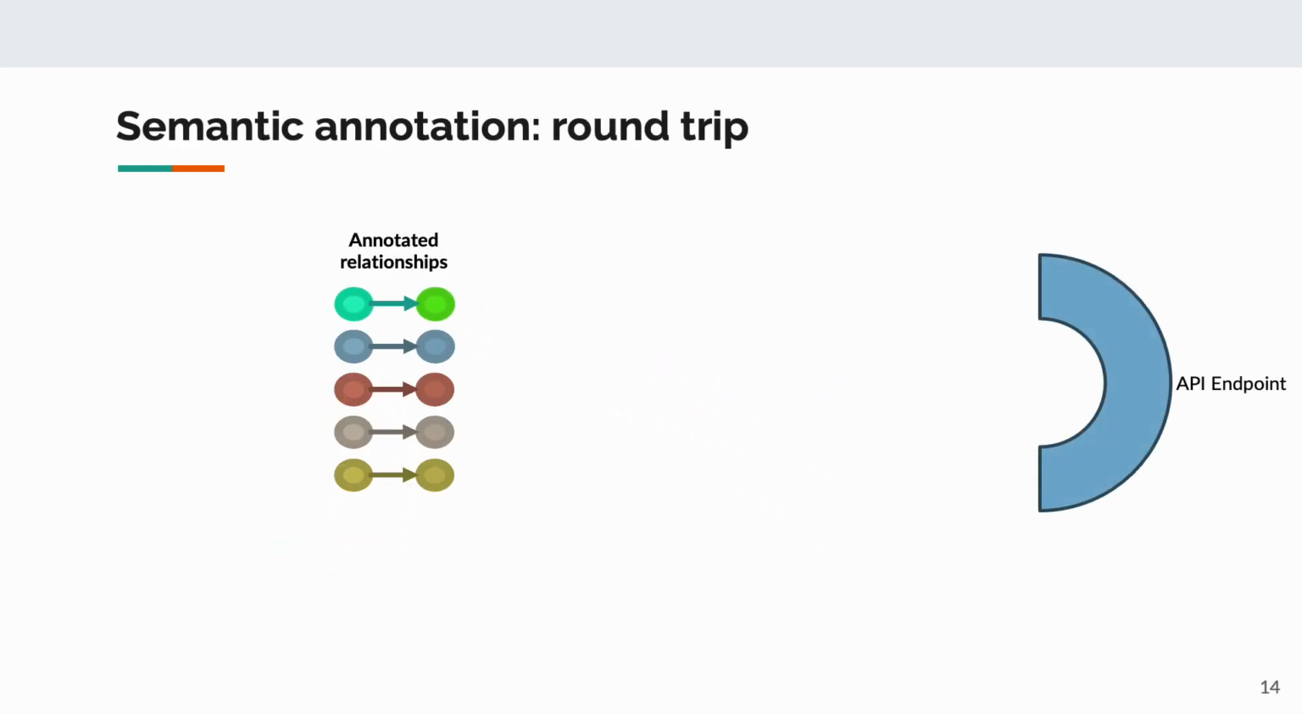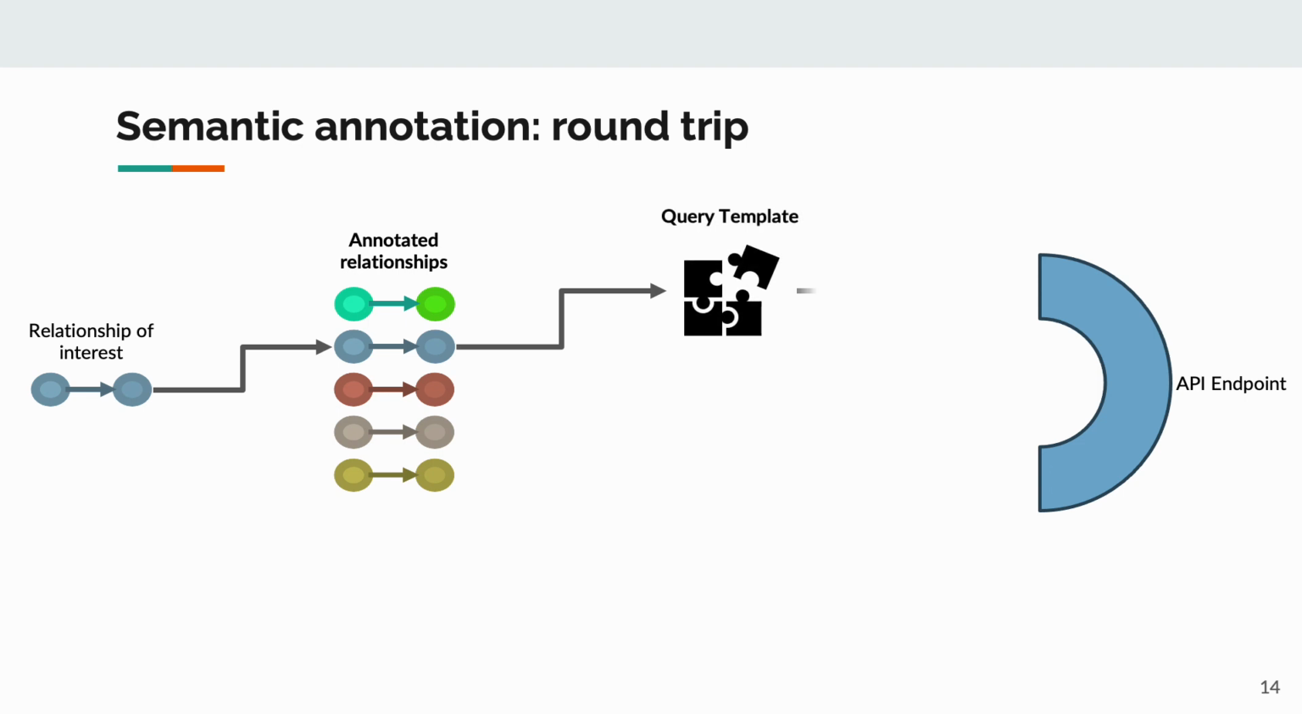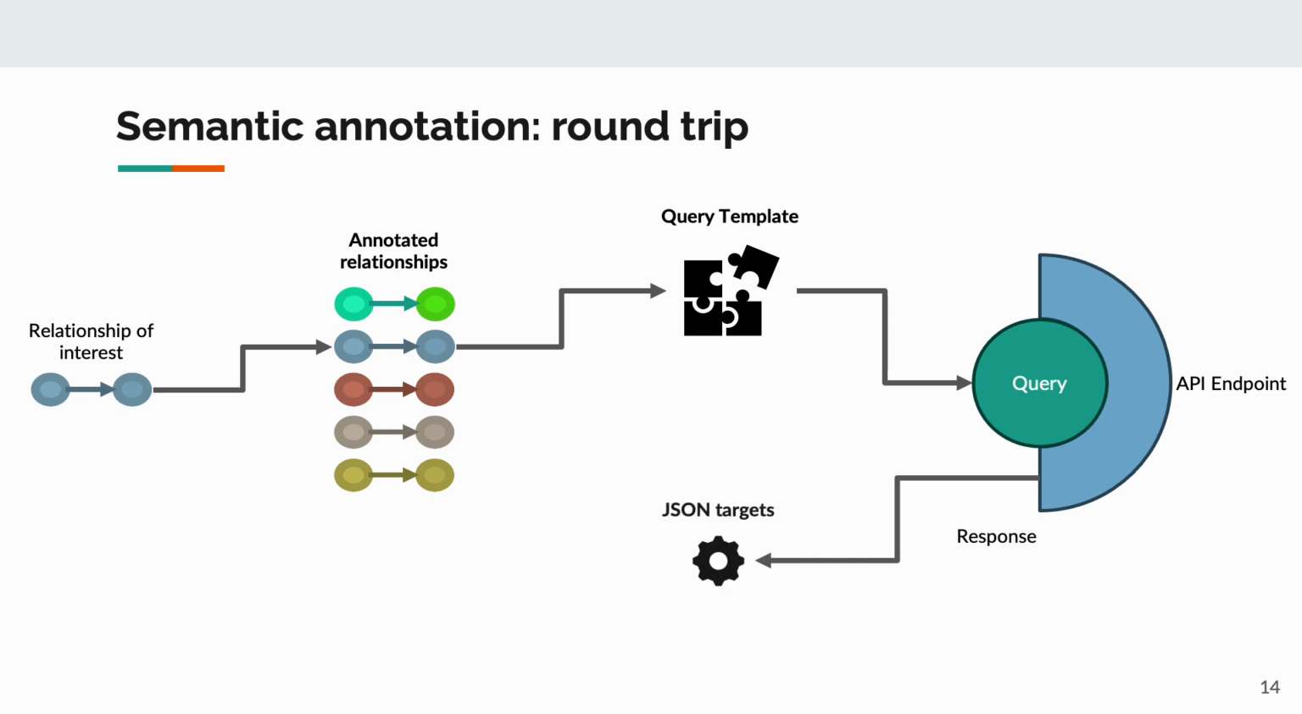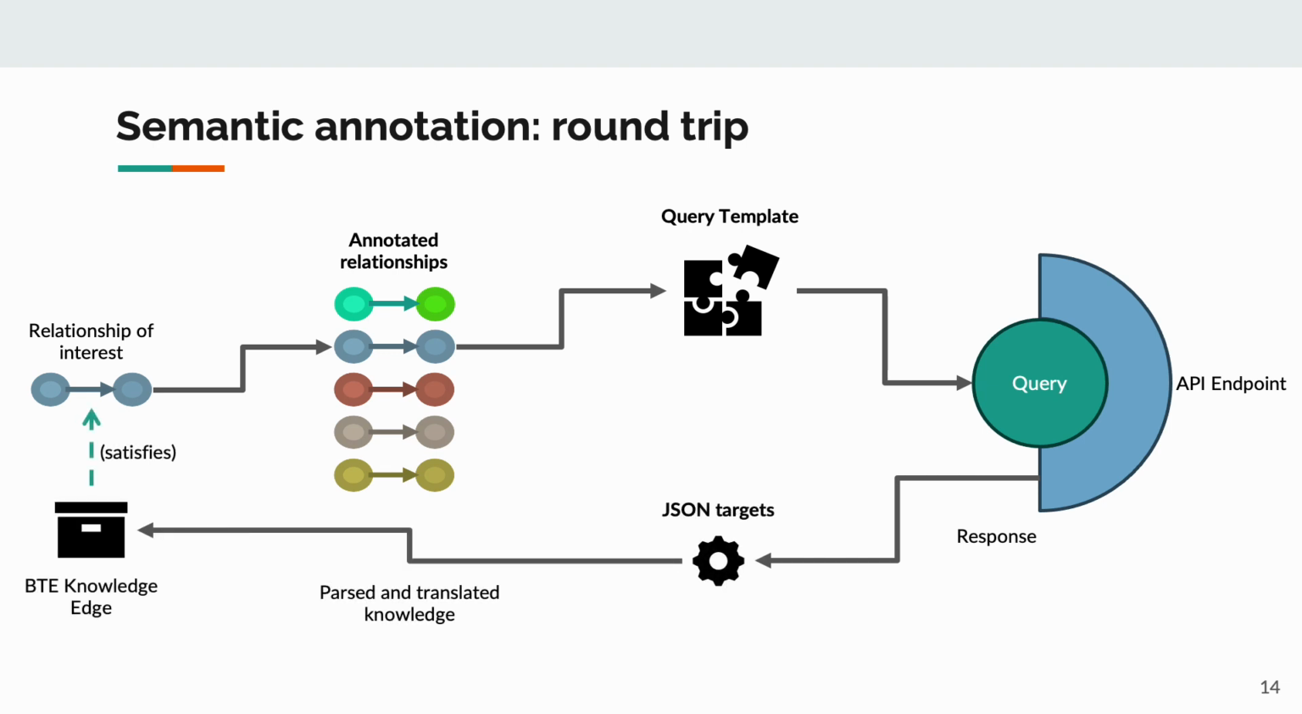Now that we know the type of supported query, we can plug in our inputs to assemble it. Some relationship of interest with given IDs will target an annotated relationship. BTE will use that, and an annotation provide a template to construct a query to an appropriate API endpoint. The annotation also provides structural targets within the response to be parsed out and used by BTE.